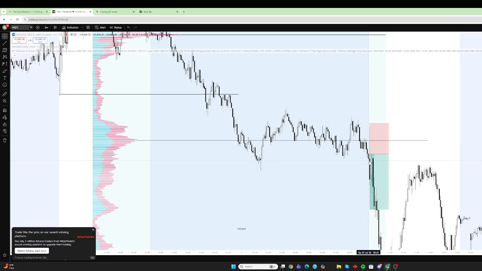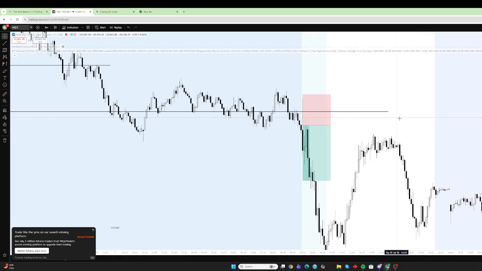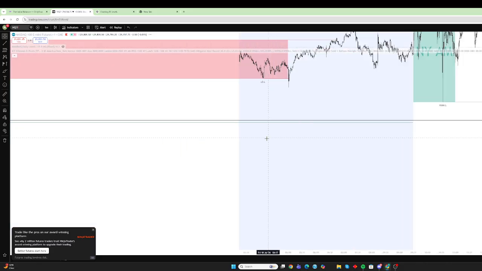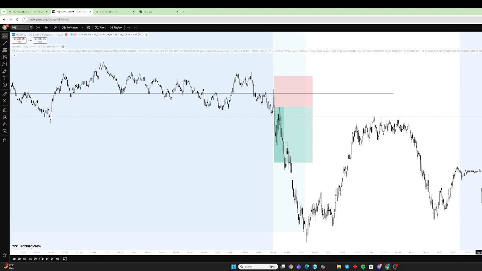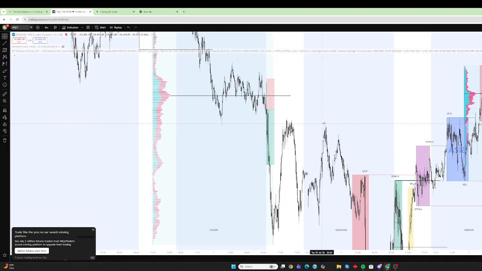Market opens right here. We come up about 95, 94 points into this high volume node. We absorb orders and we can now take a trade to the downside. Very nice. Let's go over another one real quick.